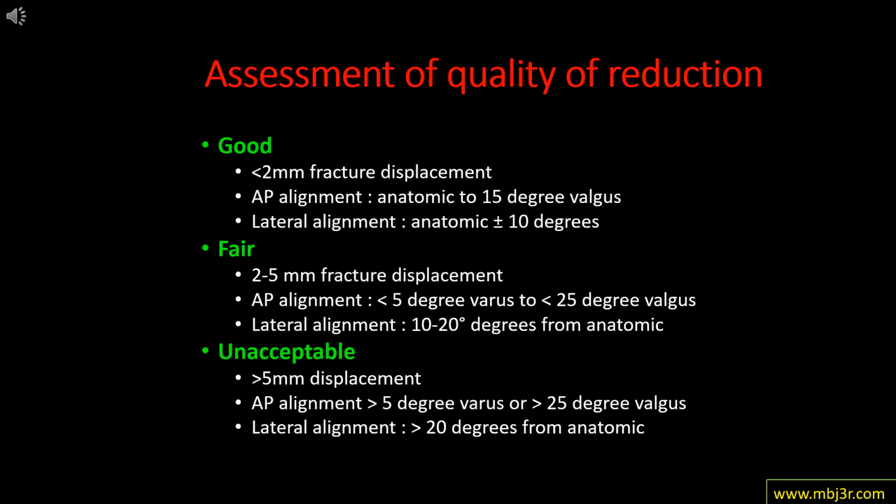Fair: 2 to 5 mm fracture displacement, AP alignment less than 5 degrees varus to less than 25 degrees valgus. Too much valgus is also not good. Lateral alignment 10 to 20 degrees from the anatomic. Unacceptable if there is more than 5 mm displacement in the AP view, more than 5 degrees varus or more than 25 degrees valgus, or more than 20 degrees from the anatomic in the lateral view.